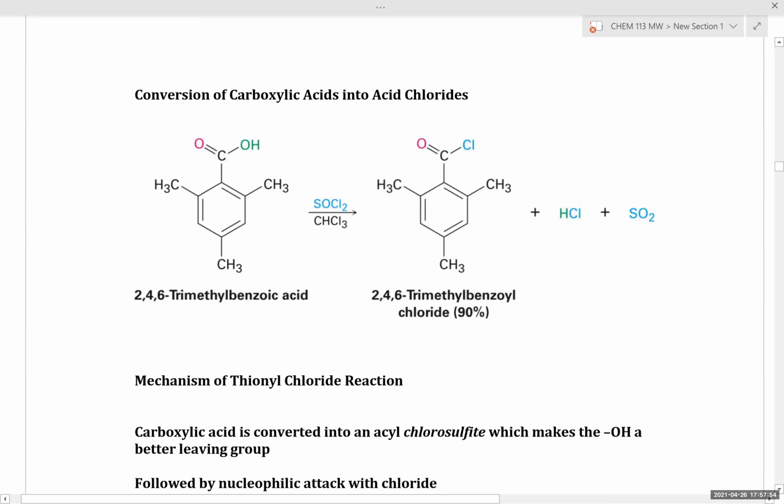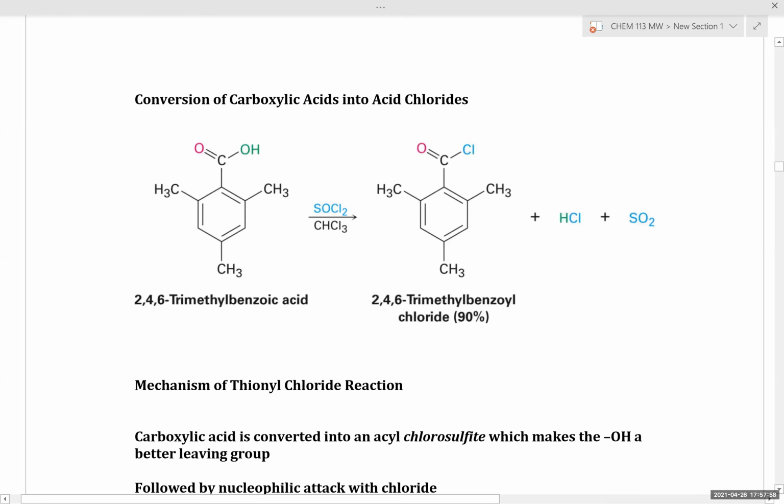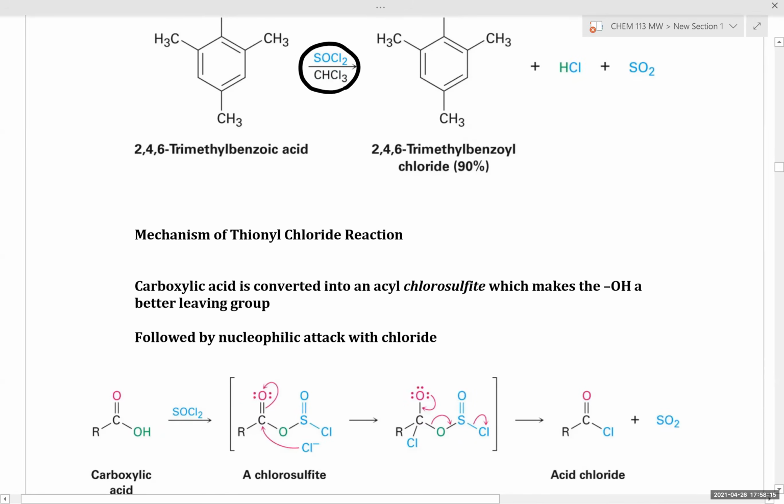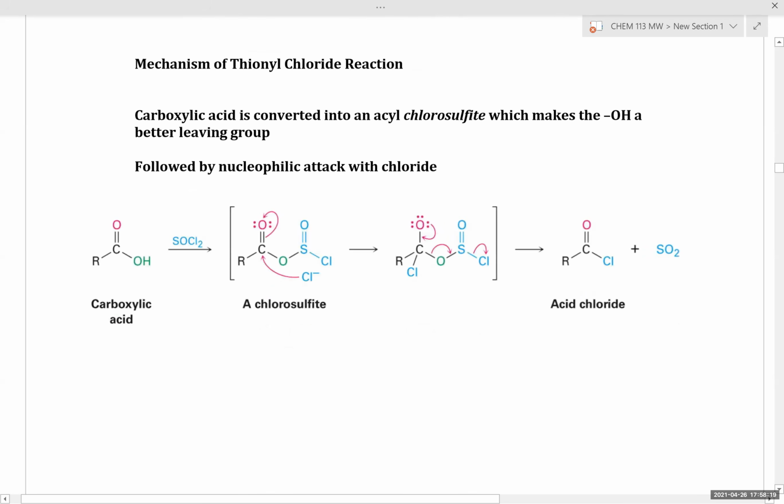So let's talk a little bit about how we prepare these acyl chlorides and other acyl halide derivatives from carboxylic acids. Thionyl chloride is a wonderful reagent to convert carboxylic acids into acyl chlorides. In terms of the mechanism for this reaction, let's talk about each step.